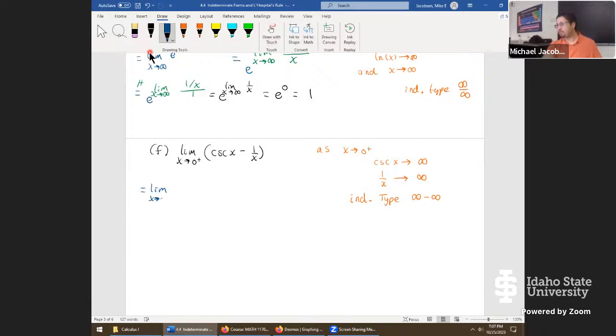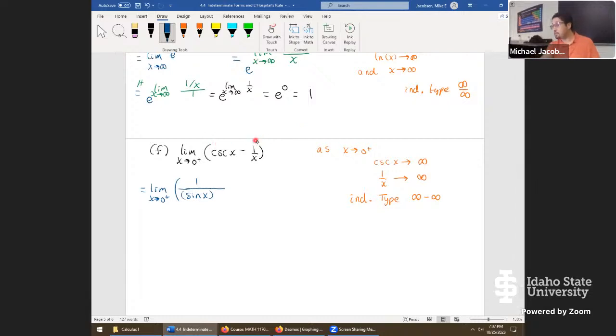Limit as x goes to 0 from the right. It's hard to really see what to do here, but one hint is if you get infinity over infinity and you even see a single fraction, make everything a fraction and start adding them together. Sometimes that's just the best thing to try to do here. Cosecant can turn into a fraction right away. This is 1 over sine x. Let me make that fraction bar a little bit bigger. We're going to get the least common denominator going as well.